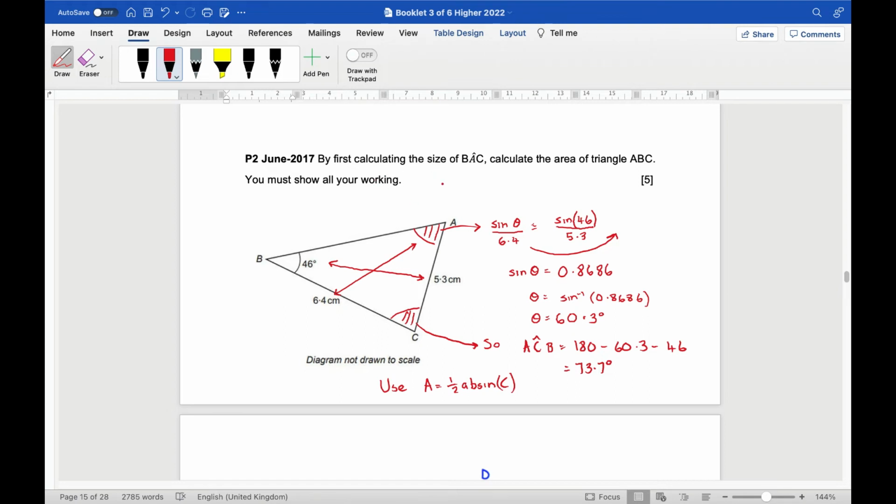By first calculating the size of BAC, calculate the area of a triangle. Well, to get an area of a triangle in these questions, we know that we're going to be using half AB sine C. So we know we're going to need a triplet, an SAS triplet, side with the angle in between those two sides, that triplet we keep talking about. And when you look at that question, by first calculating the size of BAC, well, BAC is this angle up here, angle A up here.